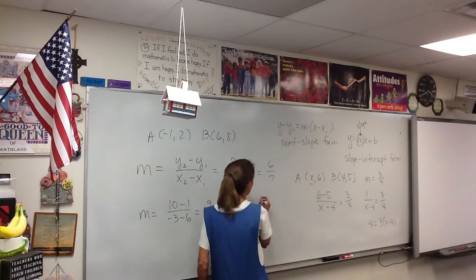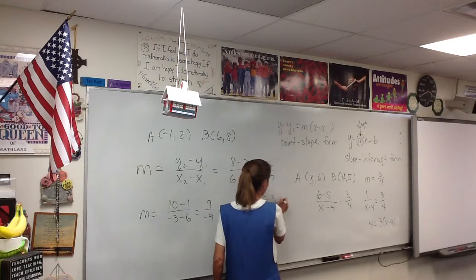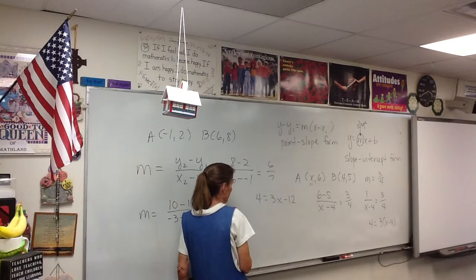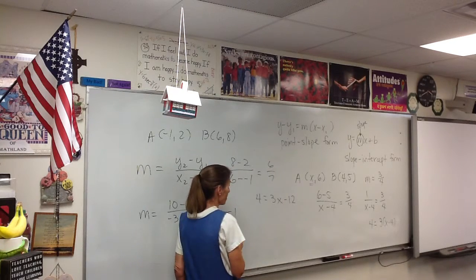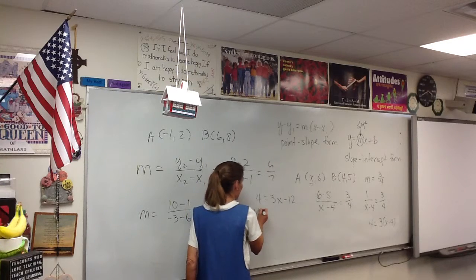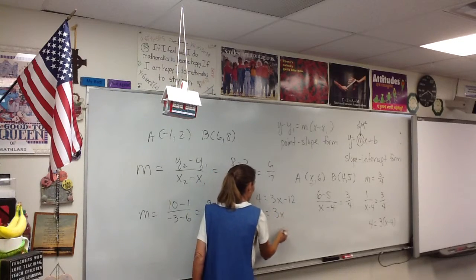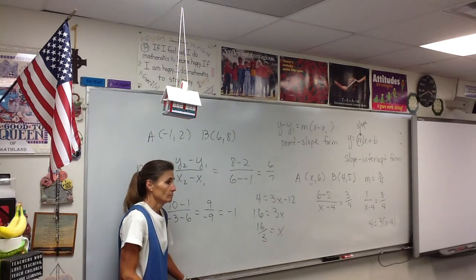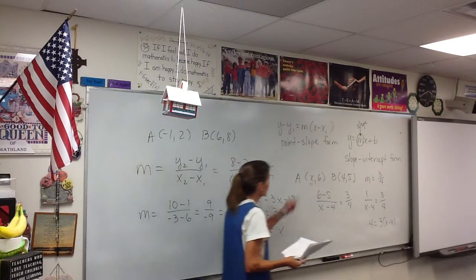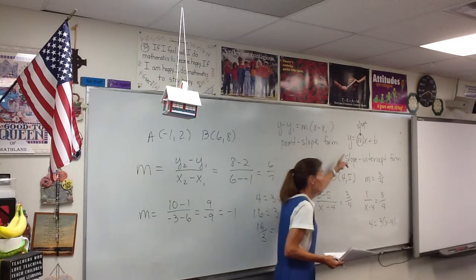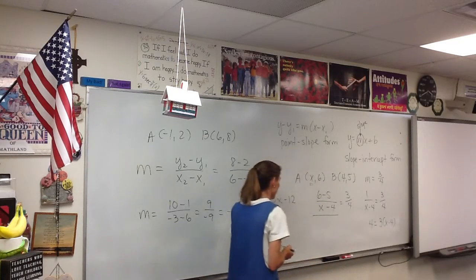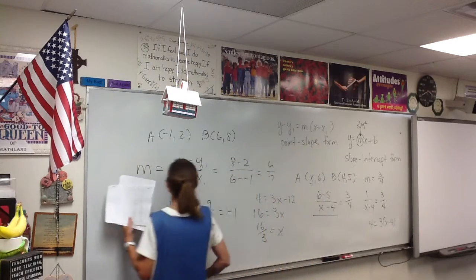I'm out of room down there, so I'll come back up here. 4 equals 3x minus 12 if I distribute. What now? Add 16, or add 12. So x is 16/3. These are both really good ideas, and we're going to use those in a few minutes. But right now, we're focusing on just using our slope formula, which is this one.